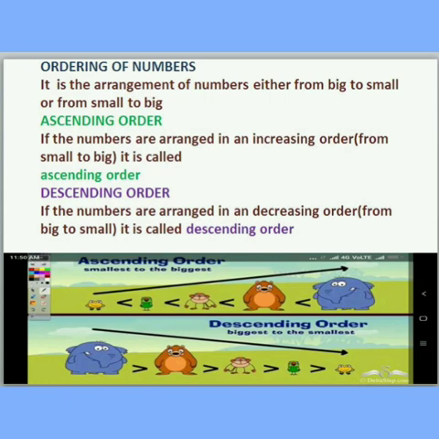Children, next comes ordering of numbers. It is the arrangement of numbers either from big to small or from small to big. First, ascending order. If the numbers are arranged in an increasing order, that is from small to big, it is called ascending order. Next, descending order. If the numbers are arranged in a decreasing order, that is from big to small, it is called descending order. Are you clear now? See the picture and enjoy the concept clearly.